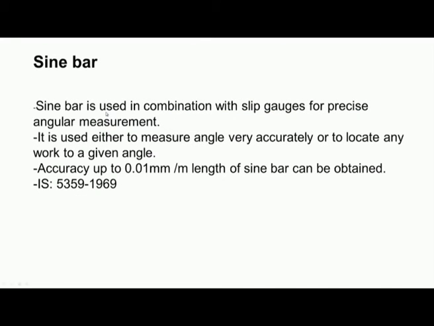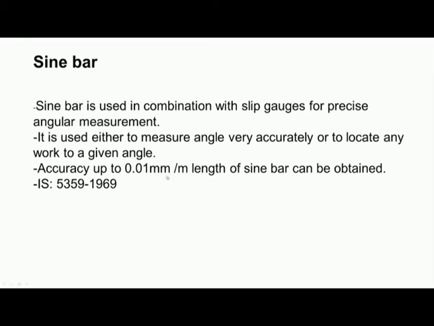Now, the sine bar is used in combination with slip gauges for precise angular measurement. It is used either to measure angle very accurately or to locate any workpiece to a given angle.